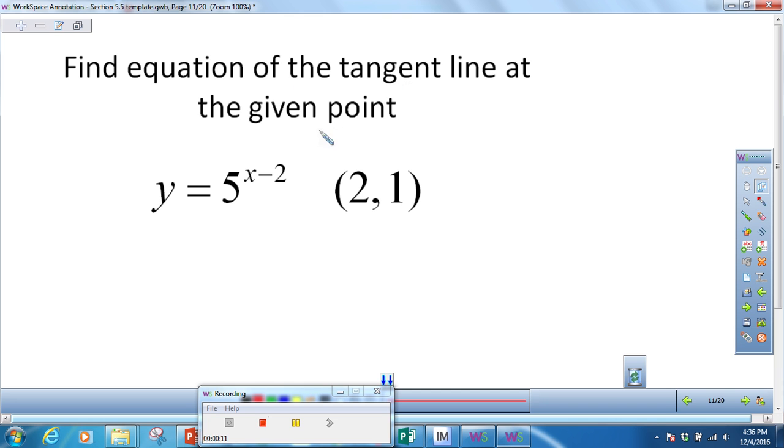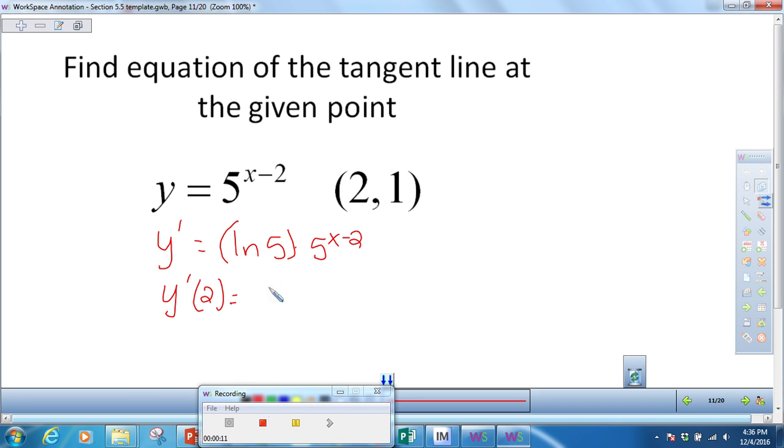Find the equation of the line tangent at the given point. So once again, we have to just find the derivative. So y prime will equal the natural log of 5 times 5 to the x minus 2 times the derivative of x minus 2, which is just 1. So y prime of 2 is going to be the natural log of 5 times 2 minus 2 is 0, so times 5 to the 0, which is simply the natural log of 5. So the equation of the line would be y minus 1 equals natural log of 5, x minus 2.